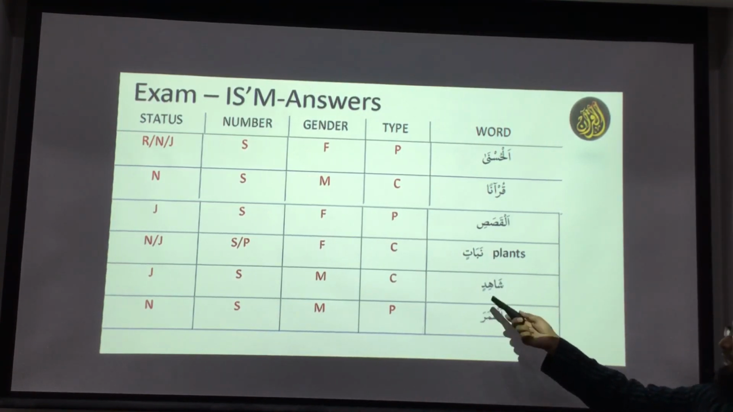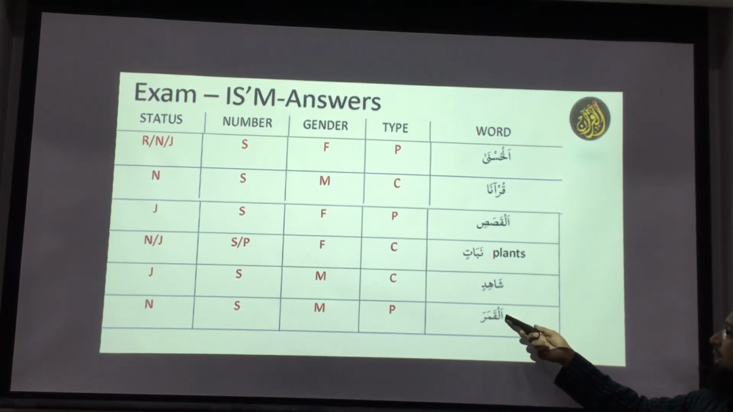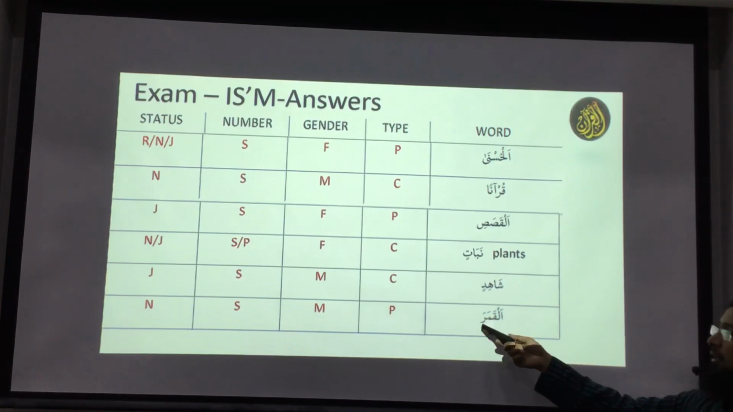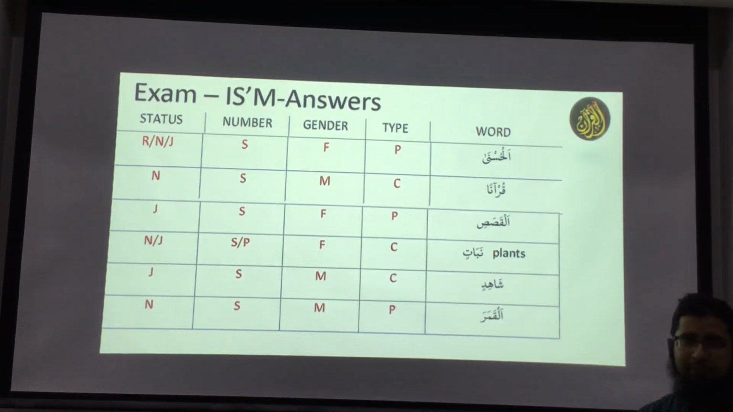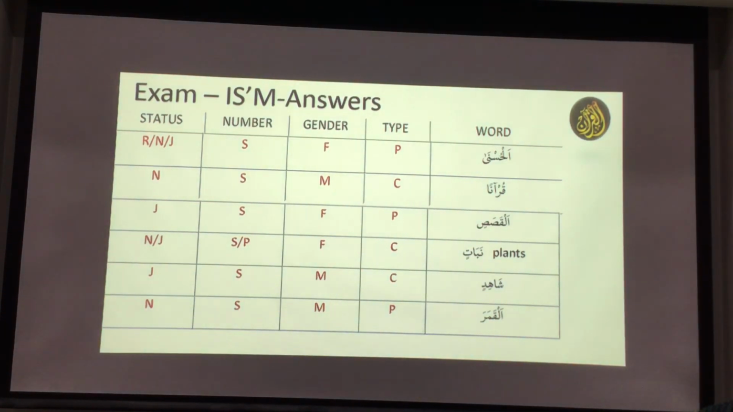Shahidin is also jar, and the last one is al-qamara, the moon is also here. Qamara is nasab, and it is singular, it is proper, and qamar is a word that is masculine, there's no reason for feminine. Shams is a word that is feminine. So the moon is masculine, and the sun is feminine. So these are the answers.